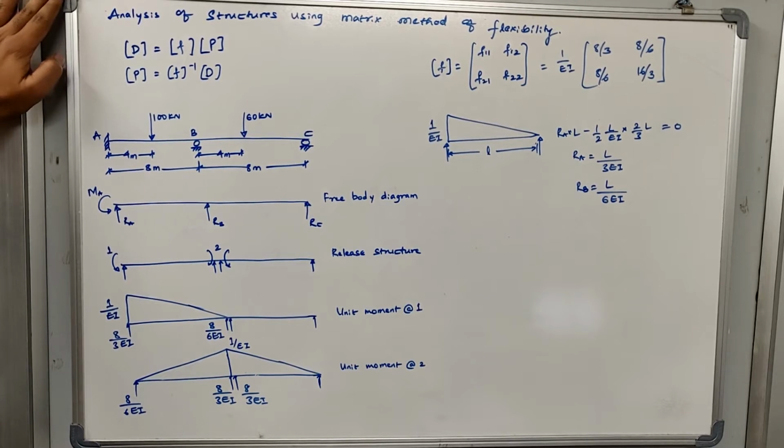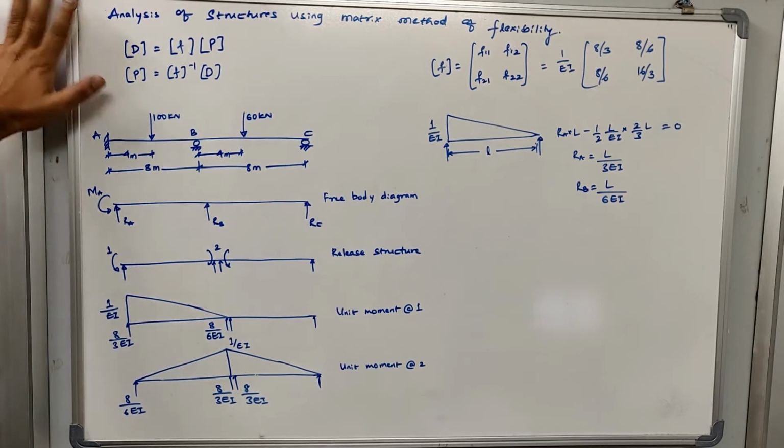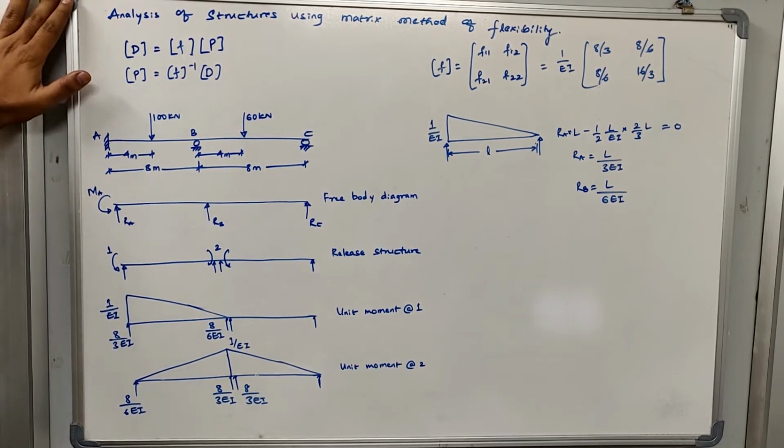Okay. Anyhow, we'll go with the fourth module. I told you that after solving for the fifth module, we'll come back to the fourth module. So this is your fourth module. We need to analyze the structures using the matrix method of flexibility. While explaining the stiffness, I had explained what flexibility is also.